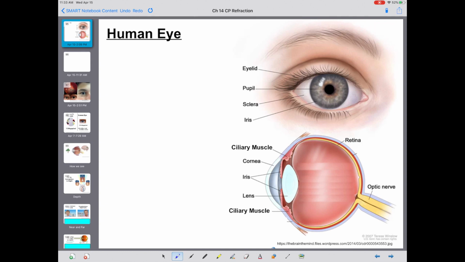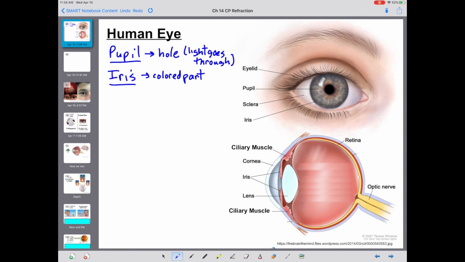you see. So the pupil and the iris. Pupil, it's not a thing, it's a hole. It is a hole in the iris, and the iris is the colored part of your eye that surrounds the pupil. The pupil being a hole, that's where light goes through. So that is how light enters your eye to be able to form an image.